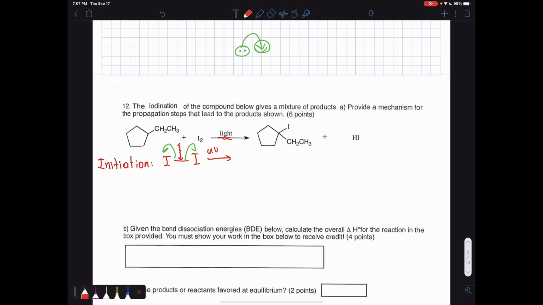So now with UV light, you're going to end up with two iodine radicals. Those radicals are not stable at all.